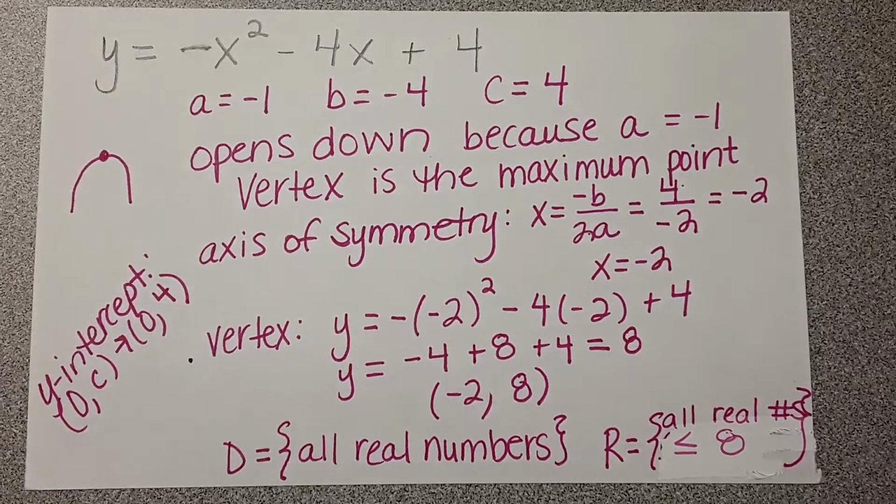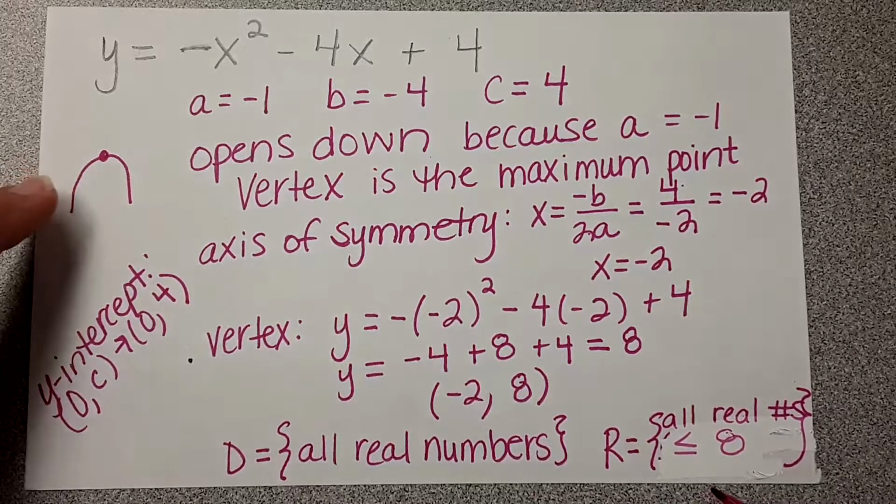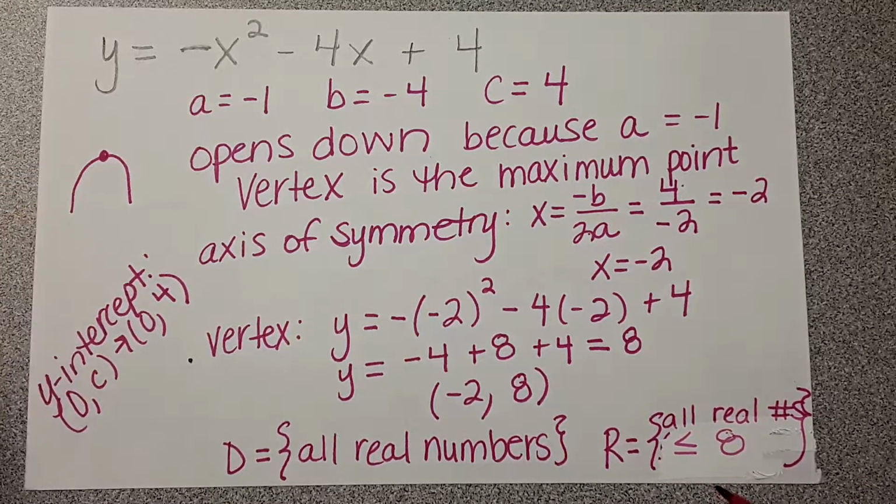So to find the range, it's based on your y. How I knew it was less than or equal to 8 is because the graph opens down. If it had opened up, then it would have been greater than or equal to 8. Because it opens up, all your y values would be getting higher. But because it opens down, all your y values are getting less. That's why. So your range is always based on what your y of your vertex is. Your domain is always all real numbers, no matter what. Okay?